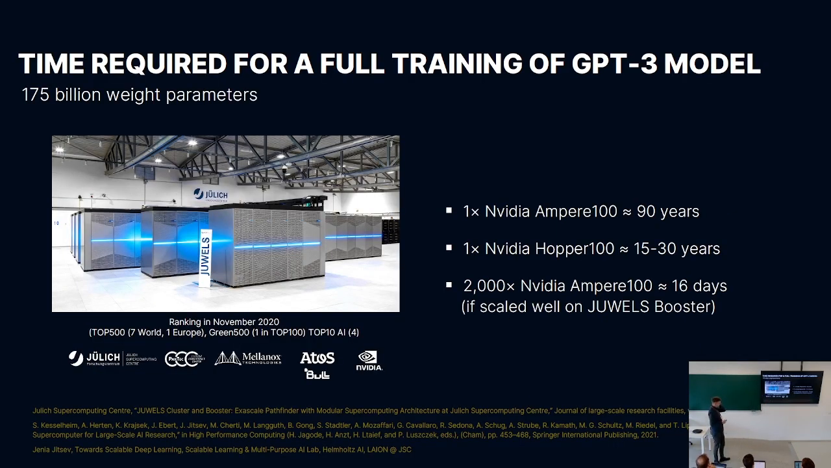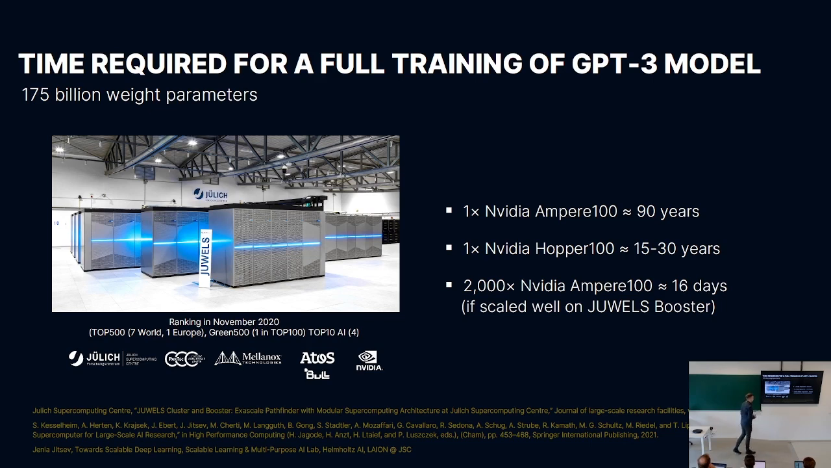So here, just some facts. Let's imagine we want to train the GPT-3 model. It was 175 billion parameters, so that's a small model compared to what we have now. But if you wanted to fully train it on a single A100, it would take you 90 years. If you just sit and wait for the next technology, the NVIDIA H100, you get a gain by doing nothing because technology advanced, but still you will have to wait 15 to 30 years.